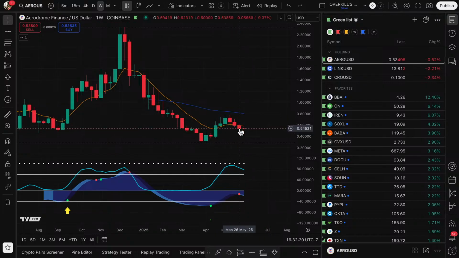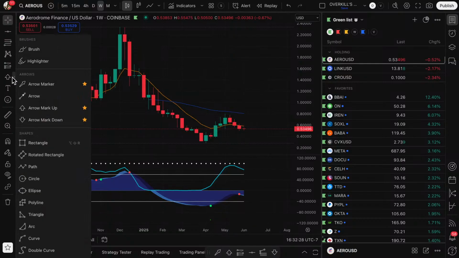I like the fact that we pulled back for 4 weeks now. I think this chart is going to go like this. I think this is what's coming. Where's the draw tool here? I've never used the draw tool.